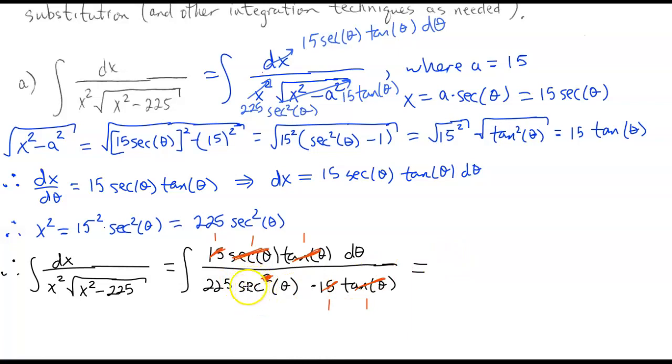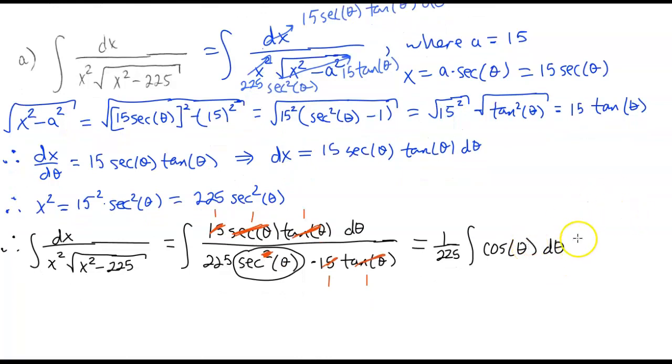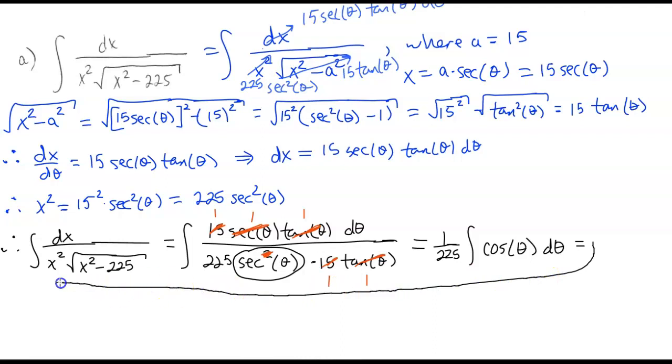So we know here that if we have secant in the denominator, that's the same thing as having cosine in the numerator. So here we could rewrite this as 1 over 225 integral of cosine theta d theta. Okay, and then of course from here looks like it's easy going because we know that the antiderivative of cosine is just sine. So we have 1 over 225 times sine of theta plus c. And so that would be our answer in terms of sine, but we need to figure out what is going to be our answer in terms of x? Okay, we have it in terms of theta, but now we need it in terms of x.